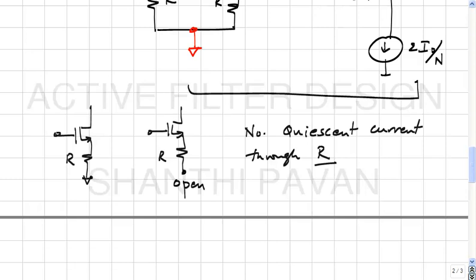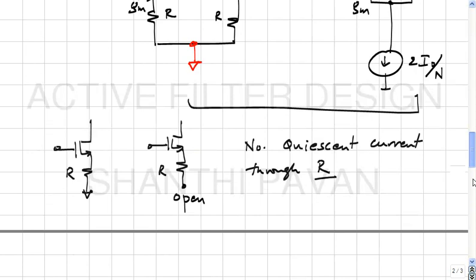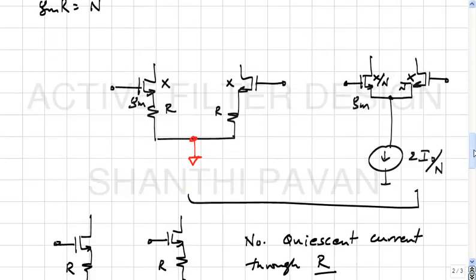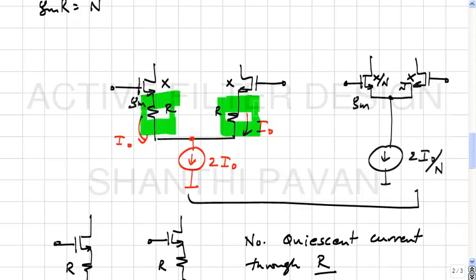Okay, very good. See, the observation is that here this current is 2 I naught, right? Out of which I naught flows like this and I naught flows like this. If you do not want any quiescent current to flow through these resistors, so what do you think you could do?